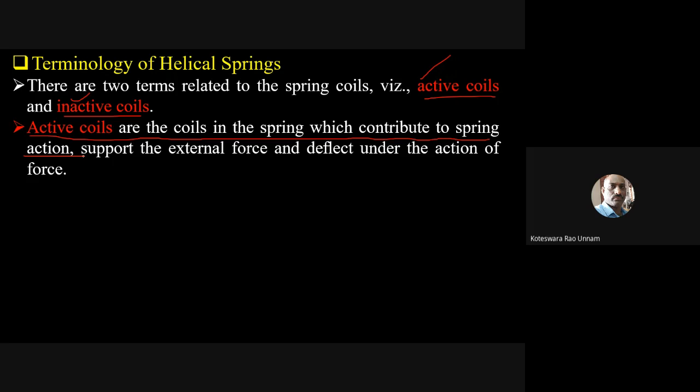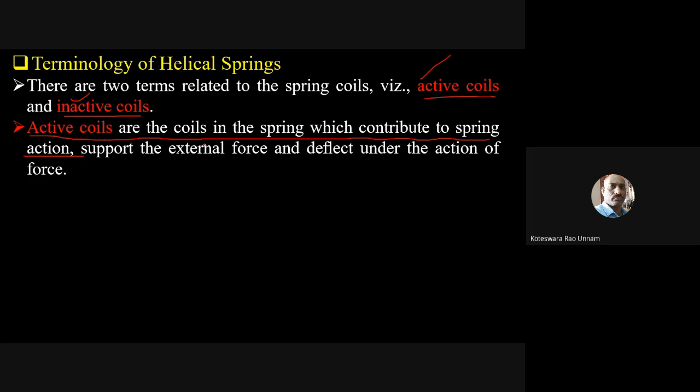These active coils only will support your external load. That means if I apply the load to a spring, some of the coils may not deflect or may not activate. Those coils we call inactive coils. So if you want to count the number of active and inactive coils, the criterion is to look at where the deflection is there in the spring. You count all those coils as active coils. Otherwise, it is an inactive coil.